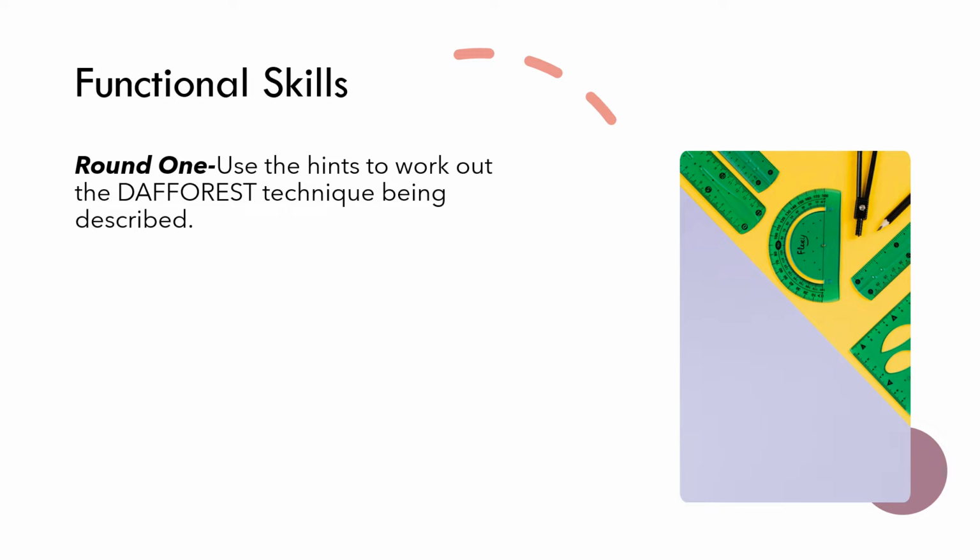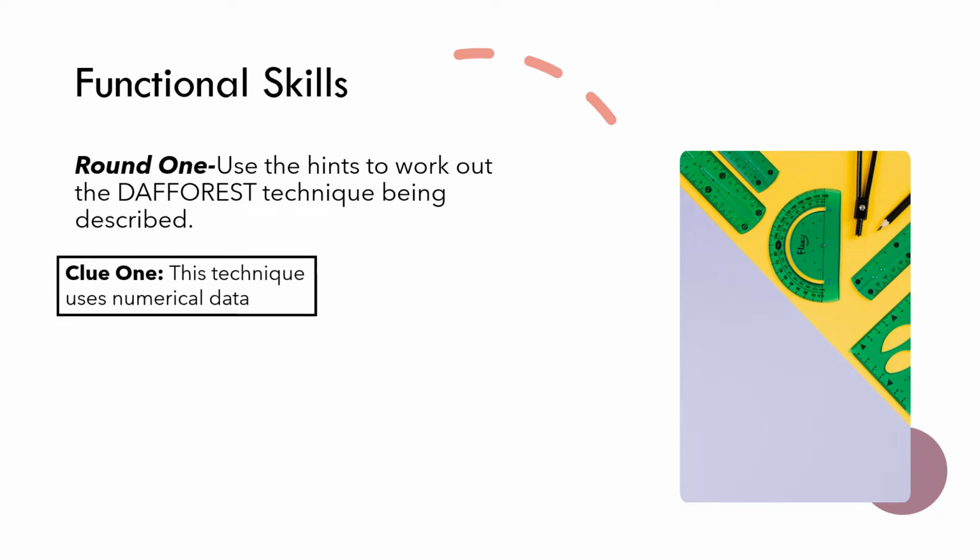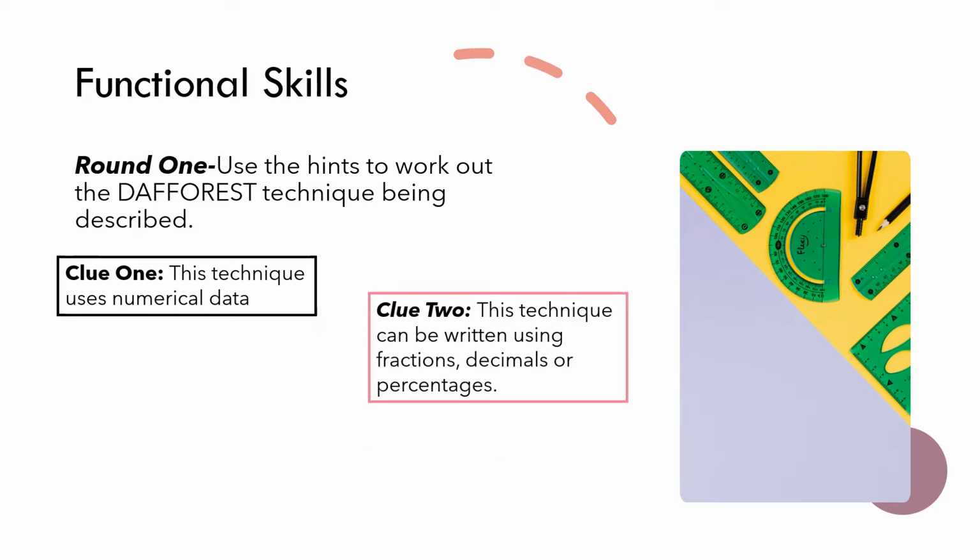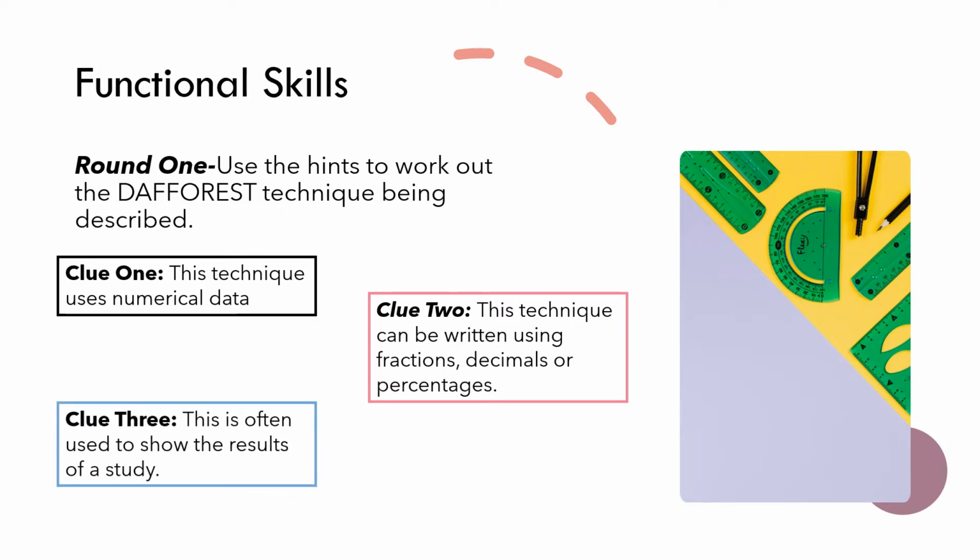So the first question, question 1, round 1. Use the hints to work out the technique being described. So clue number 1. This technique uses numerical data. Number 2. This technique can be written using fractions, decimals or percentages. And number 3. This is often used to show the result of a study. So if you'd like to pause the video now and take your time and think about this in a bit more detail, please feel free to do so. And that goes with the rest of the questions we're going to look at.